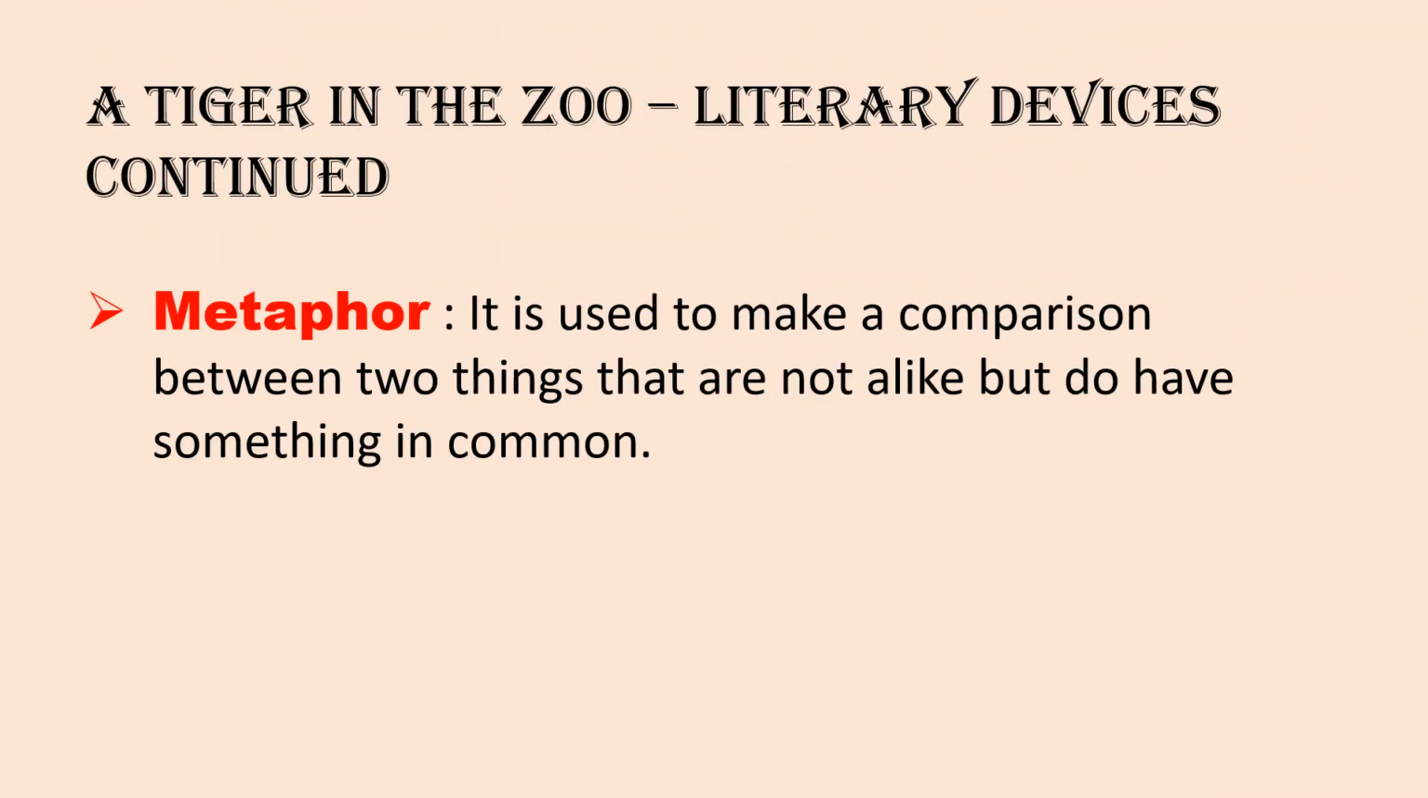The next literary device is metaphor. Now what is metaphor? Metaphor is used to make a comparison between two things that are not alike, meaning not the same, but do have something in common. Let me give you an example: he was a lion in the battlefield. Now he stands for soldier, and lion and soldier are not alike. They are not the same. But what is the same in both of them? Their qualities, like fierceness and bravery.